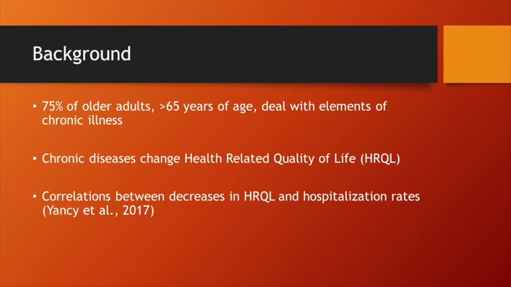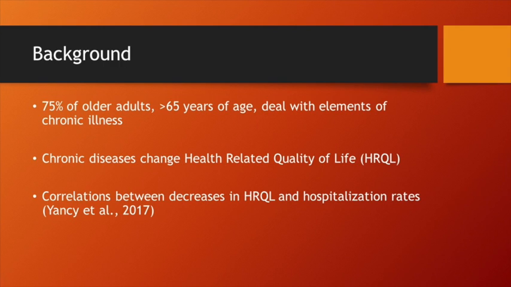Chronic diseases have become a significant issue in the United States, and particularly for the older adult population, or those greater than 65 years of age, of which 75% of individuals are coping with the elements of some chronic disease. The most remarkable effect of these chronic diseases is the negative effect it has on an individual's health-related quality of life. This is a term related to a person's ability to continue out their daily activities without significant deterioration or limitations.